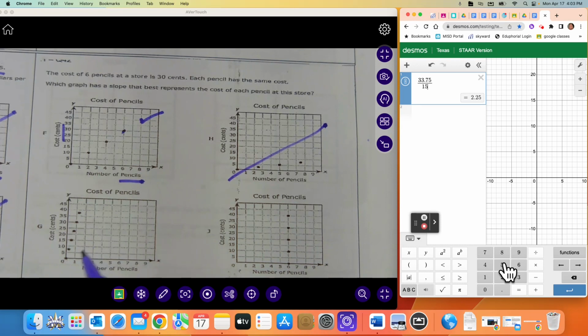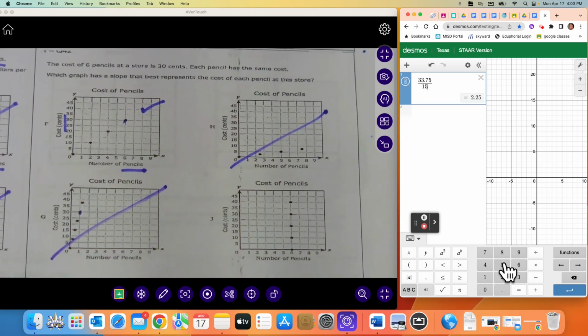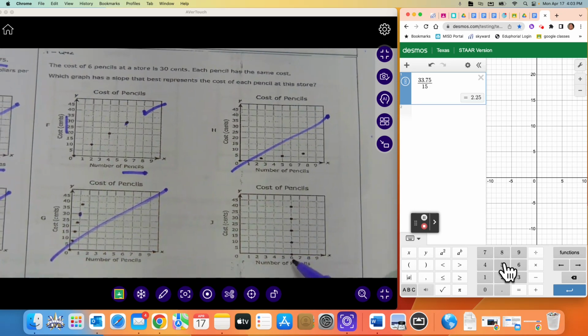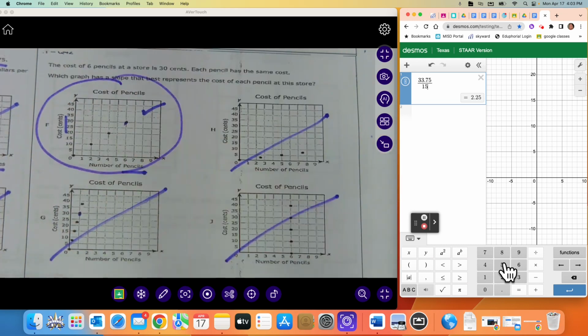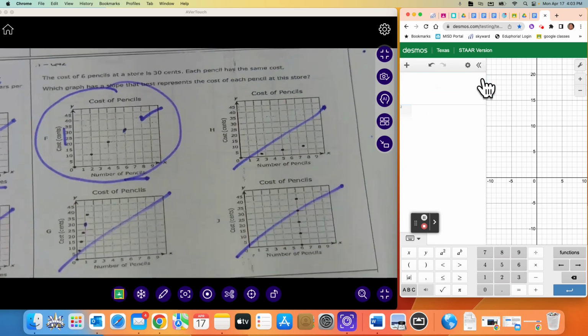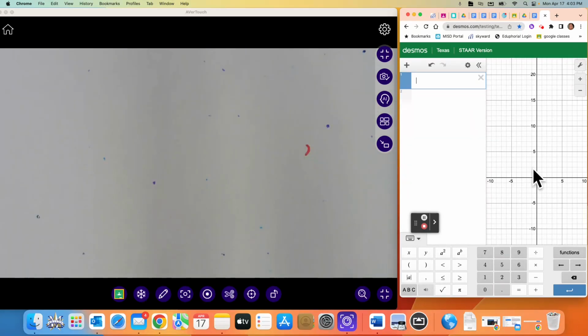This one at 30 cents, that's for, what is that, 1 pencil? Okay, well, 1 pencil doesn't cost 30 cents. 6 pencils cost 30 cents, so it's not this one. And this one here tells us that 6 pencils cost 0, 10 cents, 20 cents, and so on. It's not this one. So the only one that it matches is letter F. Okay, let's turn it over.